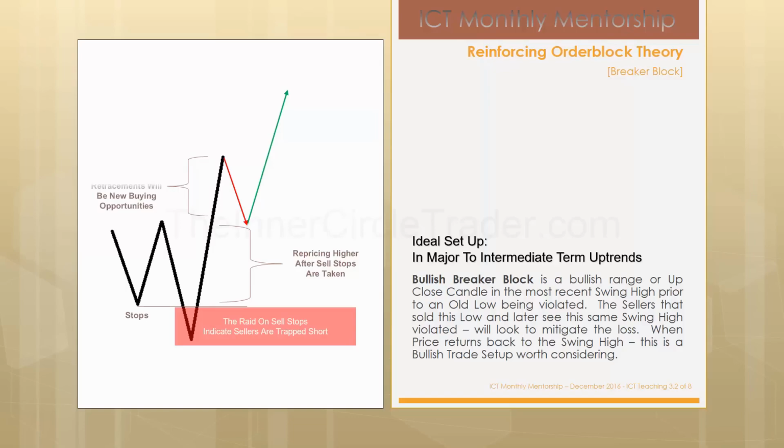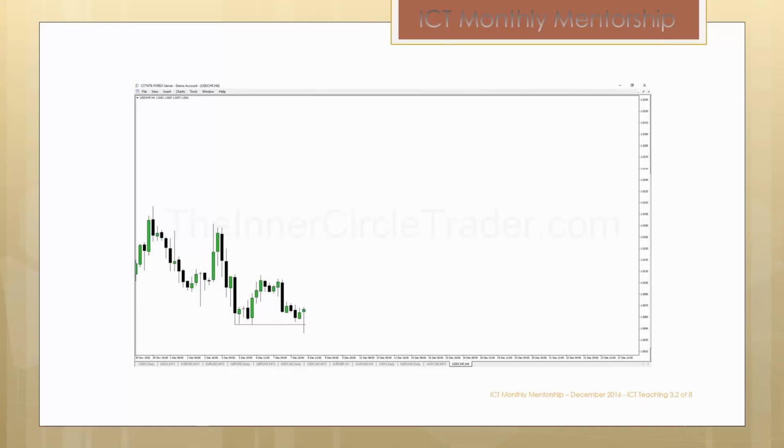This run here supports the market structure being broken higher, and any retracements from this point on will be viewed as a new buying opportunity when it trades back into the old swing high here. When we see that, that's a bullish breaker. So let's take a look at it in real price action.